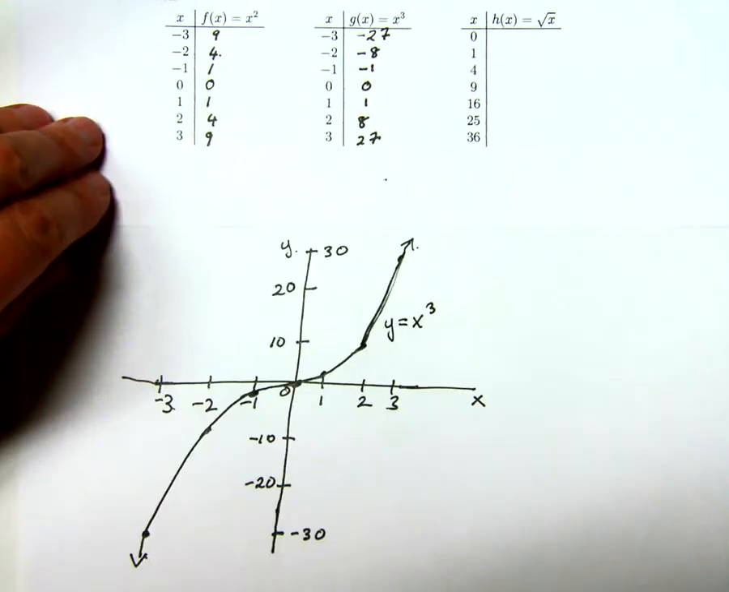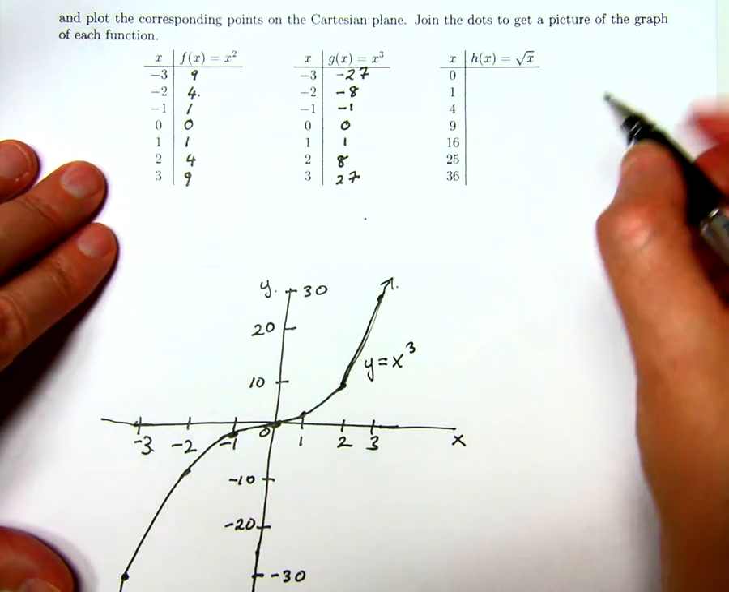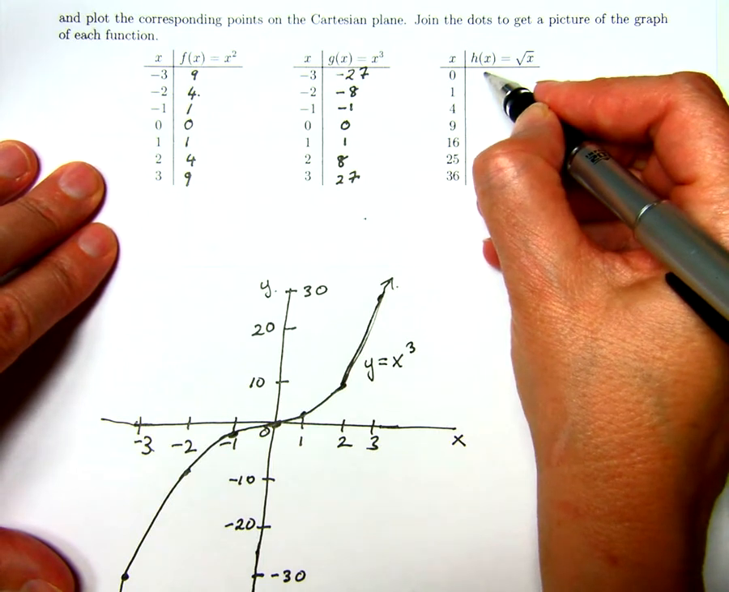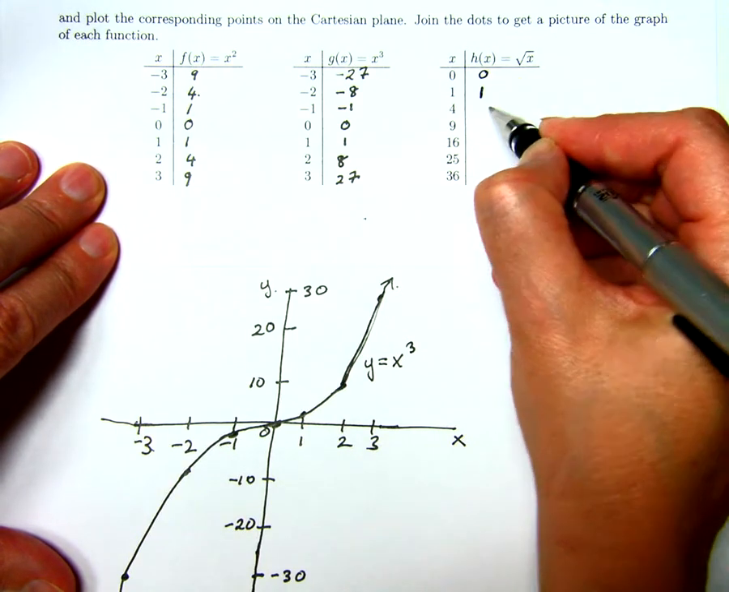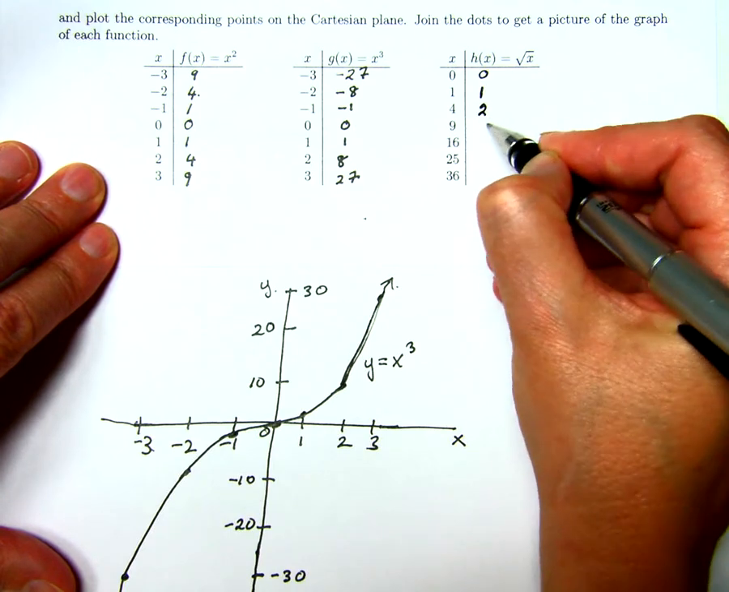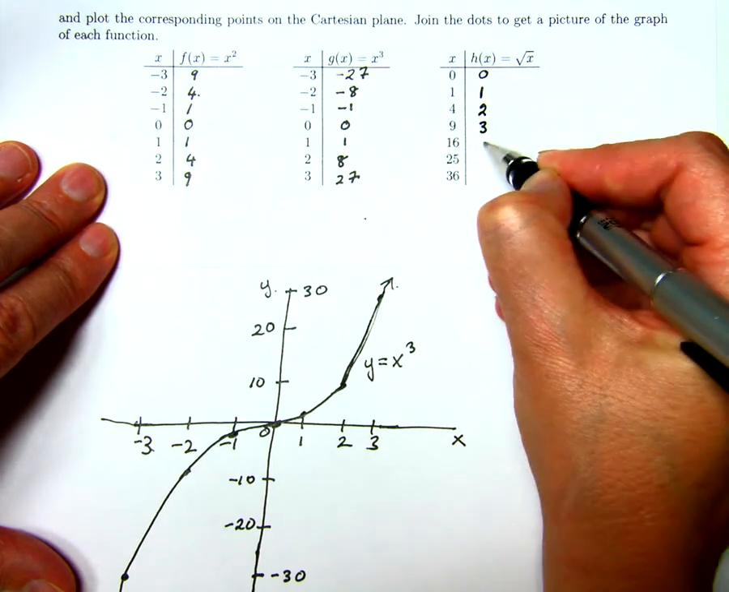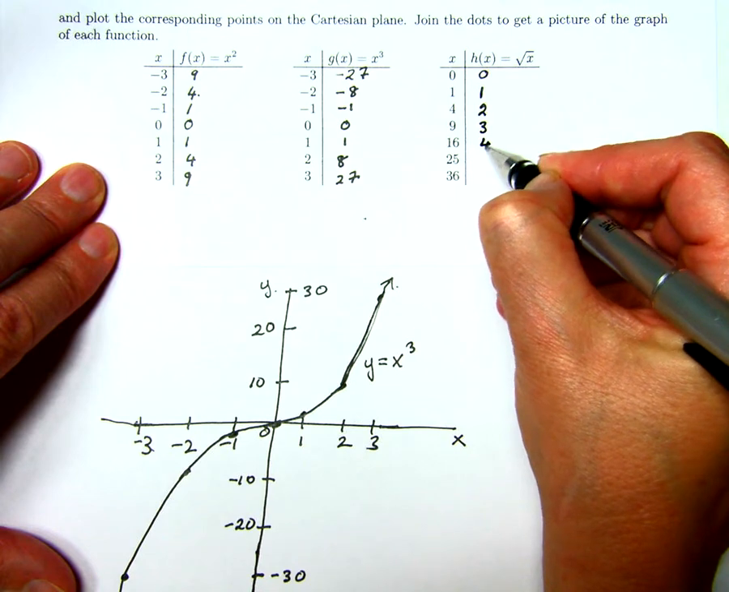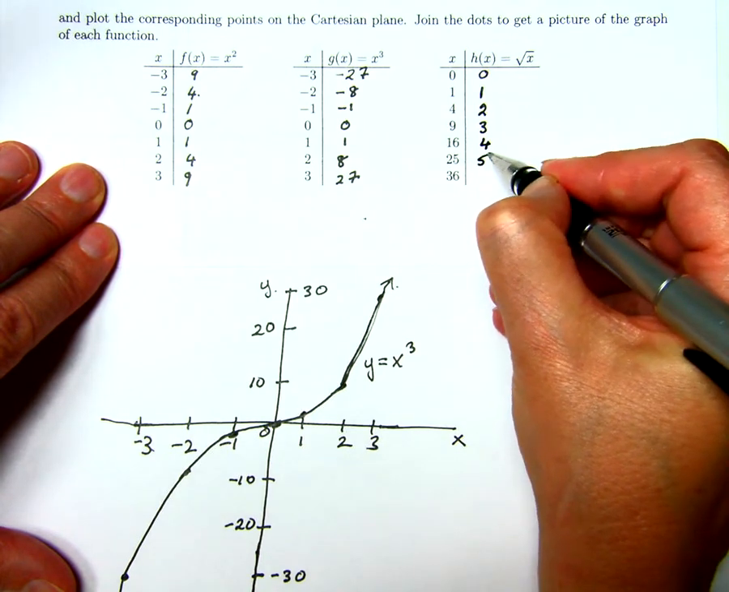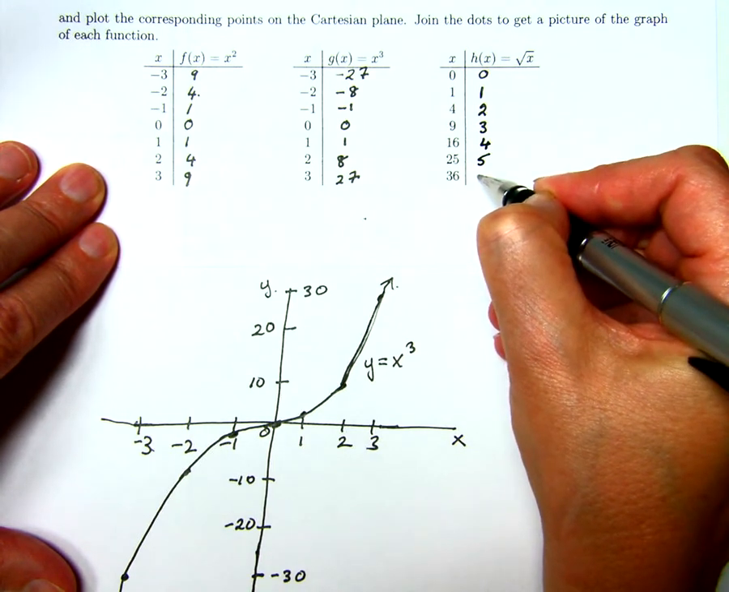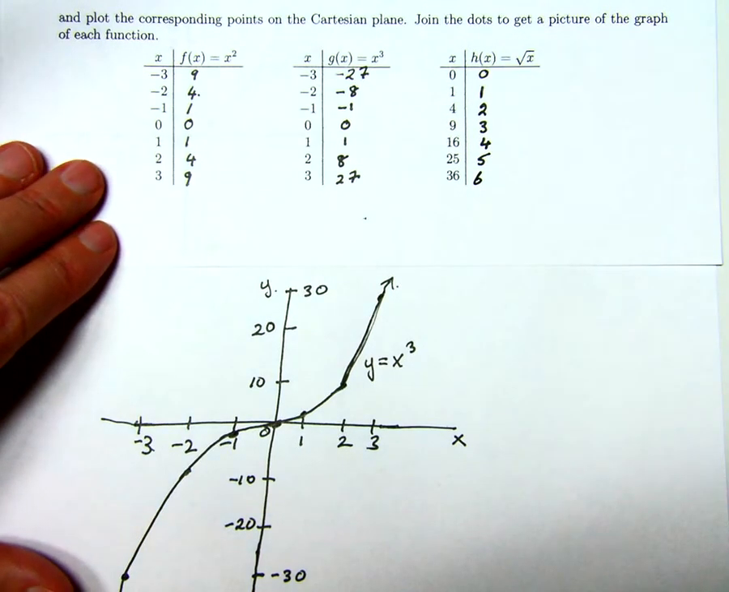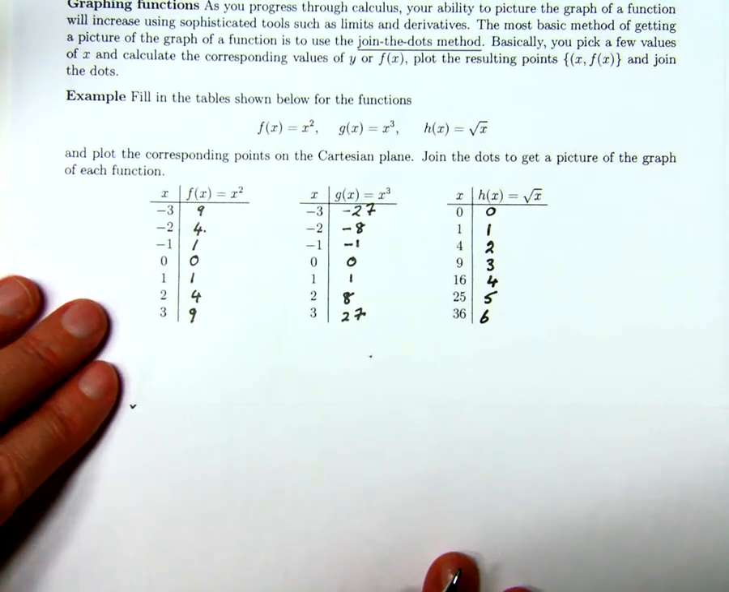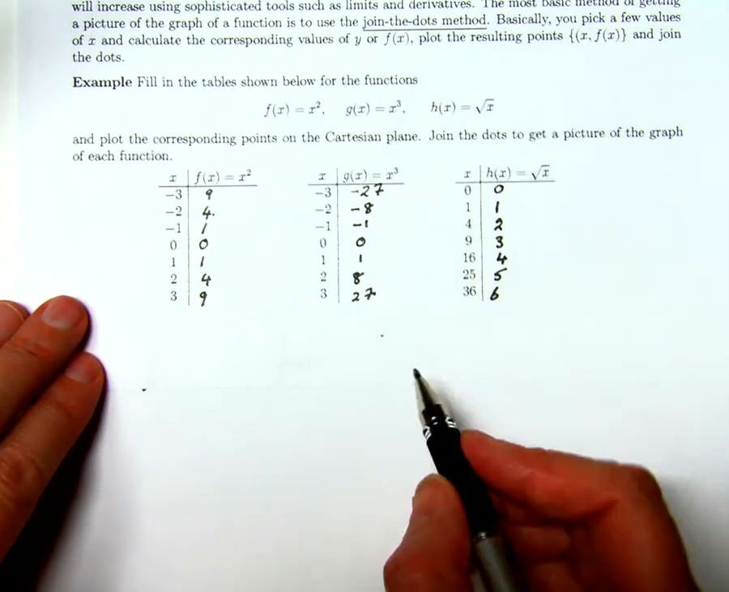Let's see what happens with the square root of x. When x is 0, square root of x is 0. 1, square root of 1 is 1, square root of 4 is 2, square root of 9 is 3, square root of 16 is 4. You can see a pattern here, I'm sure. Square root of 25 is 5, square root of 36 is 6. And let's see what points we have in our graph.